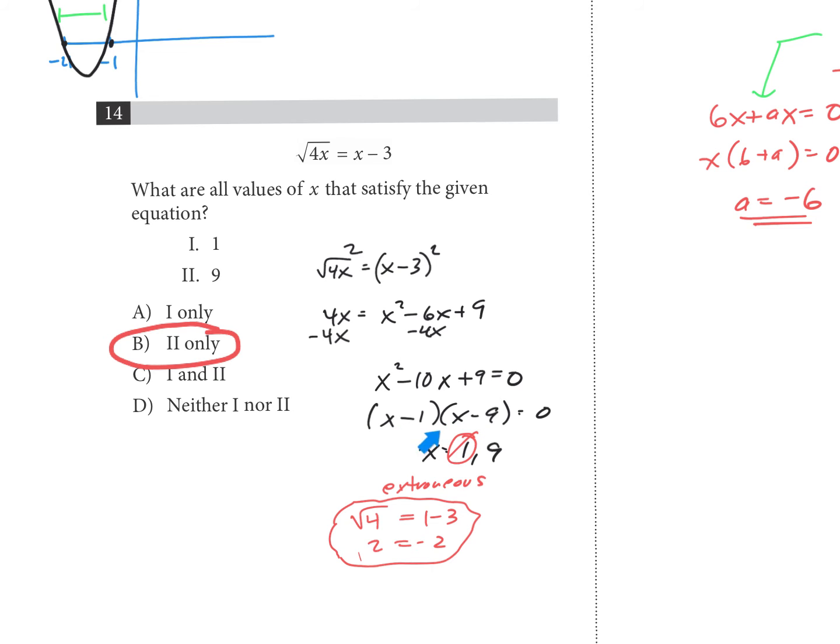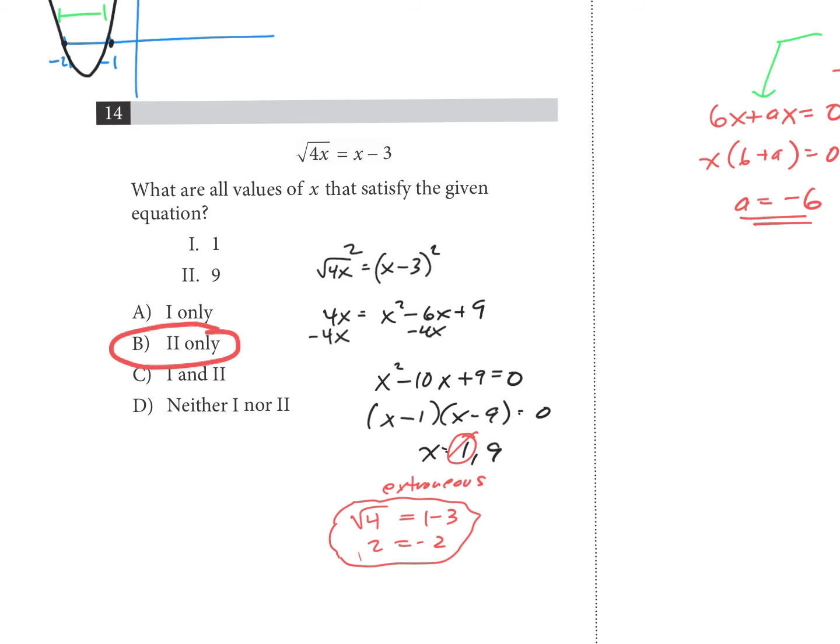But anyways, you get x is 1 and 9, and you're saying, okay, well, 1 is extraneous because if I plug in 1, I get 2 equals -2, which doesn't work. If I square root 4, I shouldn't get a negative. So 1 is extraneous, making 9 the only legitimate answer.